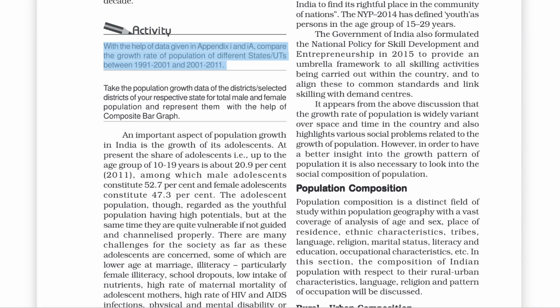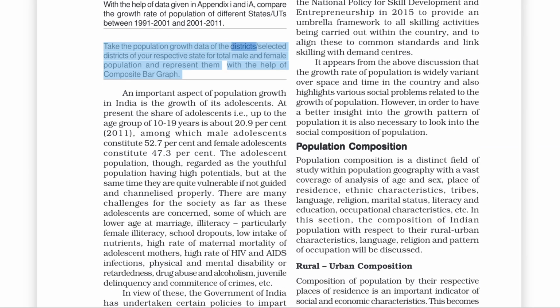With the help of data given in Appendix I and IA, compare the growth rate of population of different states/UTs between 1991 to 2001 and 2001 to 2011. Take the population growth data of the districts/selected districts of your respective state for total male and female population and represent them with the help of composite bar graph.